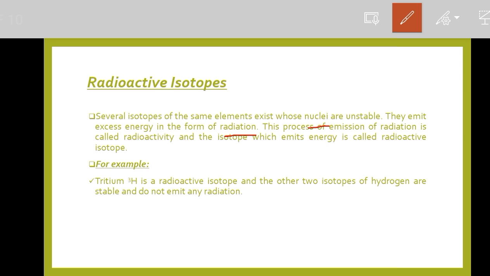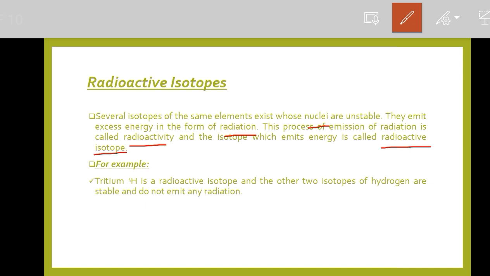The process of emission of radiation is called radioactivity, and the isotopes which emit energy are called radioactive isotopes. So simply, the radioactive isotopes are unstable isotopes. It means their nucleus is unstable. So they decay over time, and whenever they decay, they release radiation. The process in which they release radiation is known as radioactivity, and the isotope which releases radiation is known as a radioactive isotope.